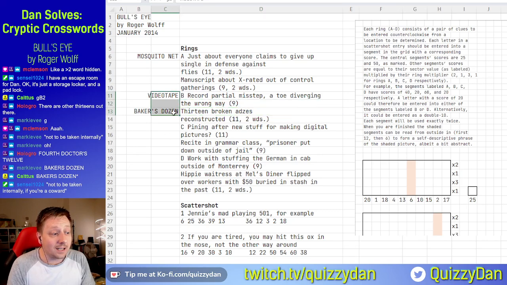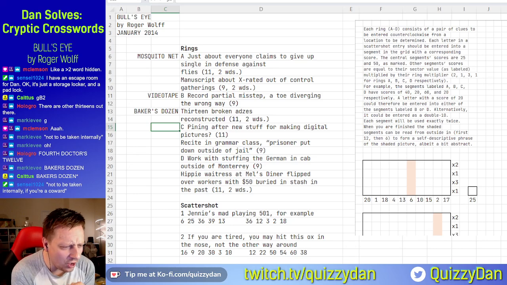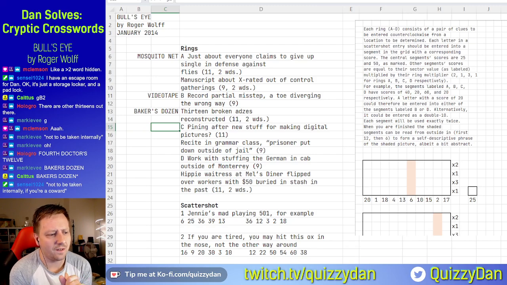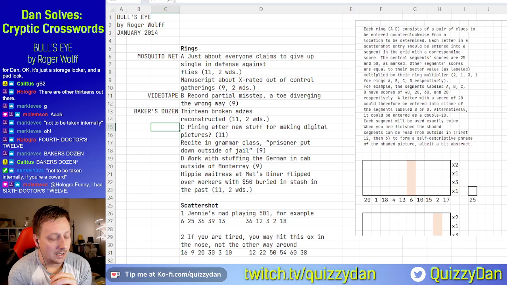So we've now got a full ring in there, but we don't know where that's going to go. I'm not looking forward to the scattershot clues. Pining after new stuff for making digital pictures. Pining, longing. Digital pictures. Finger paint. Finger paint would make digital pictures. Now, what finger paint? Would it be that? Or fingerprint?